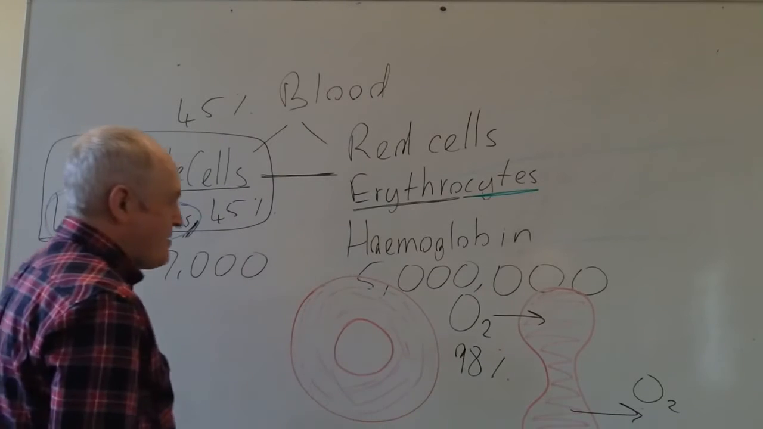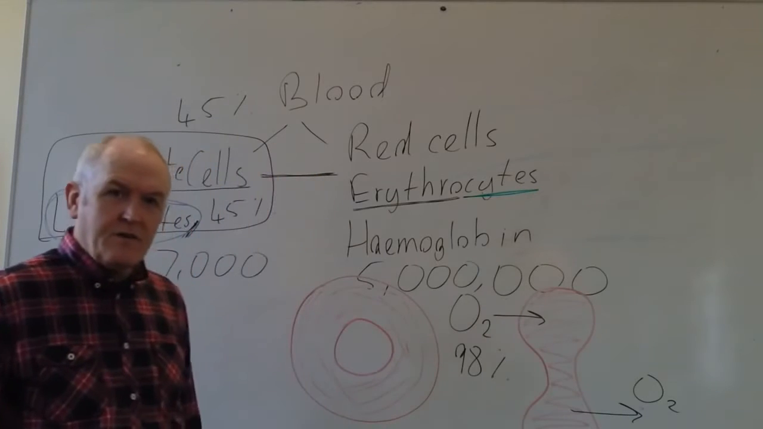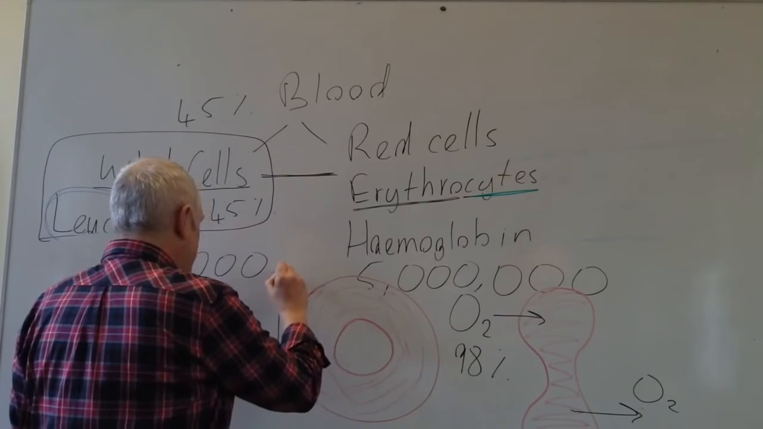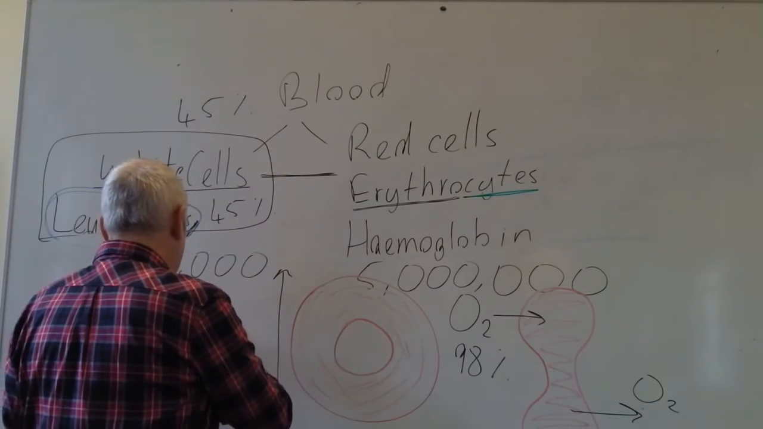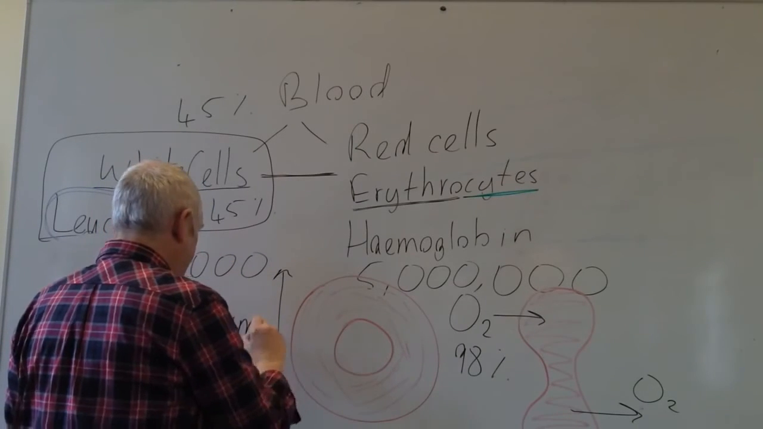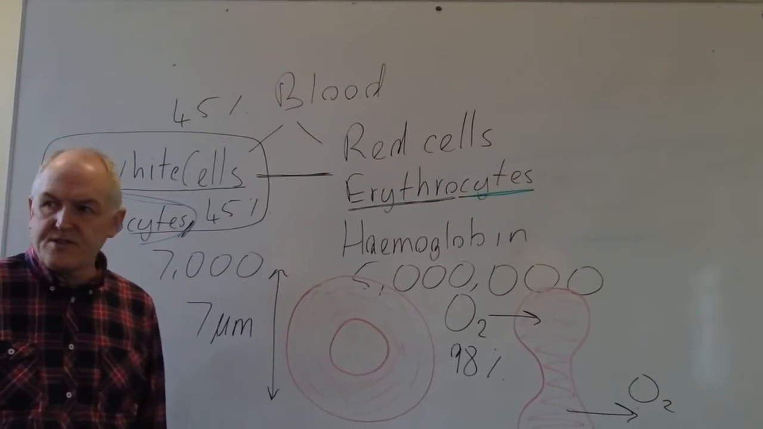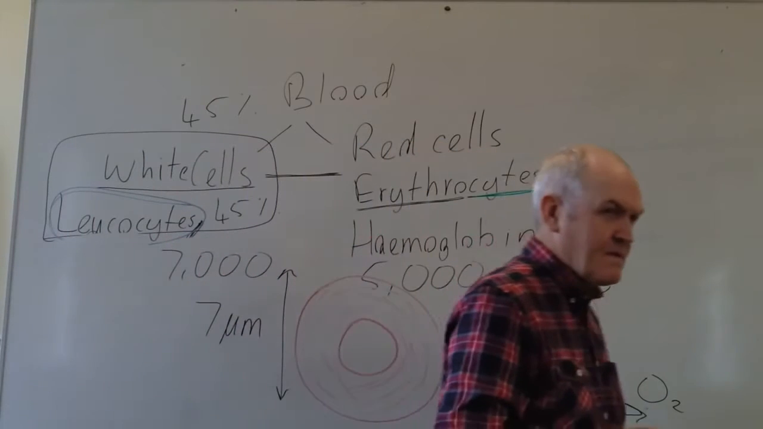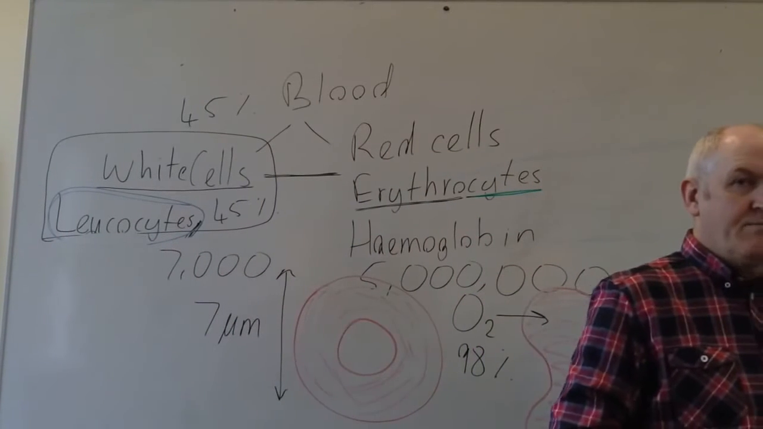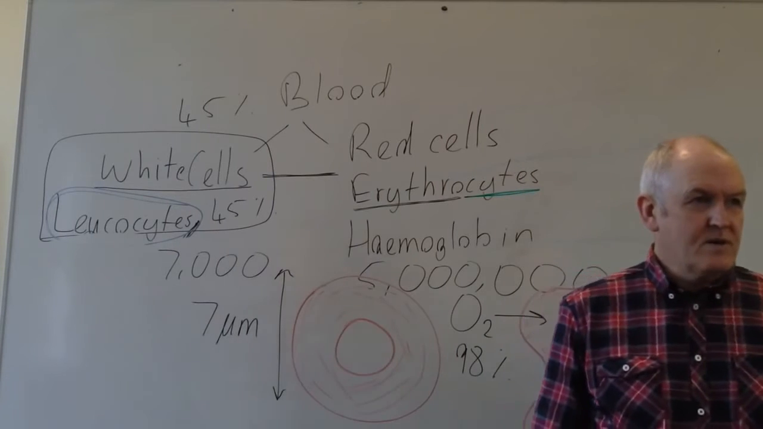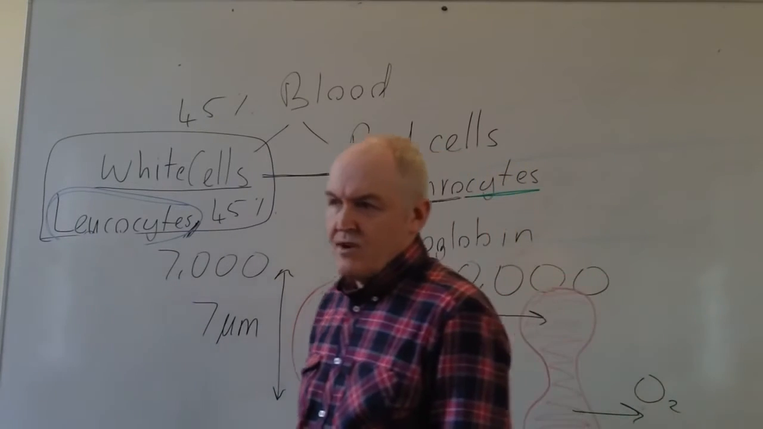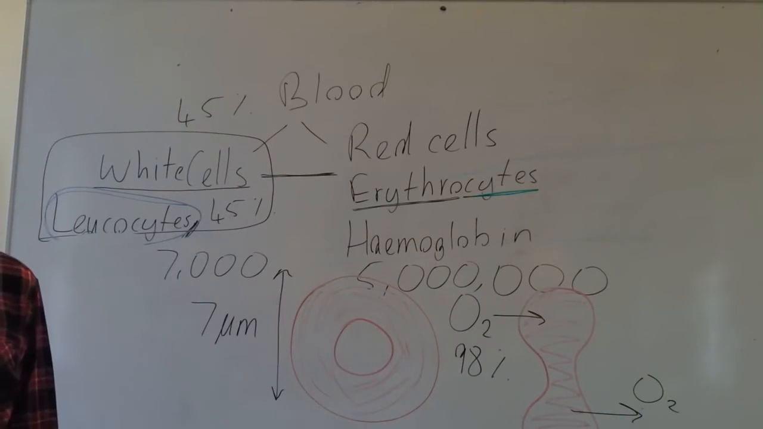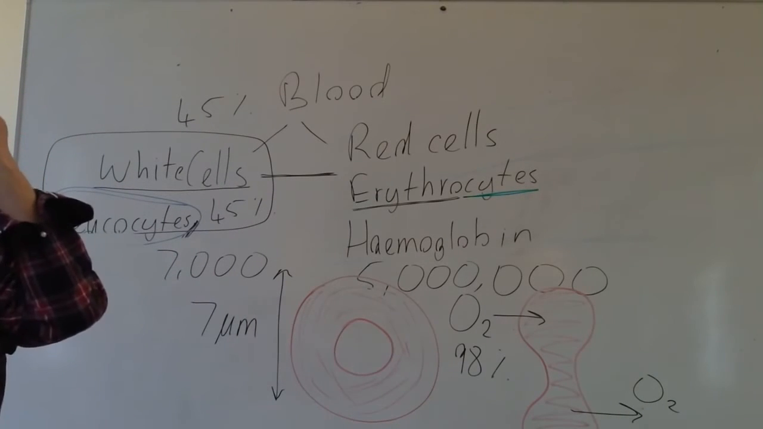And the other reason that these are biconcave discs is because a lot of the capillaries, well, the diameter of these cells is about 7 micrometers. That is 7/1000ths of a millimetre in diameter. But some capillaries in the body that the red cells have to go through are actually more narrow than that, particularly in the brain. And where's the other place in the body that has very narrow capillaries?